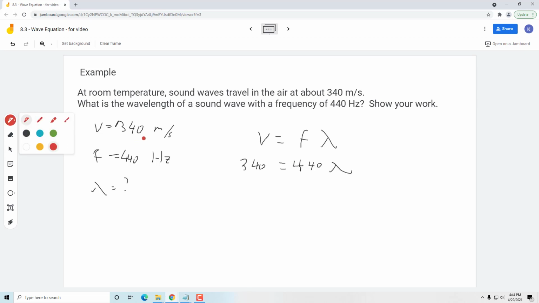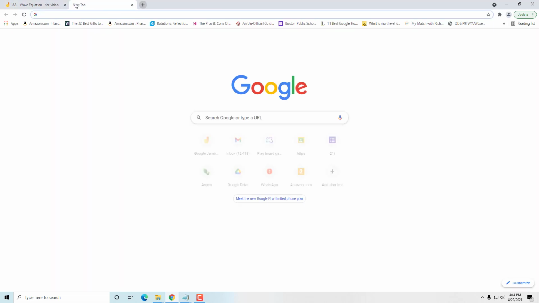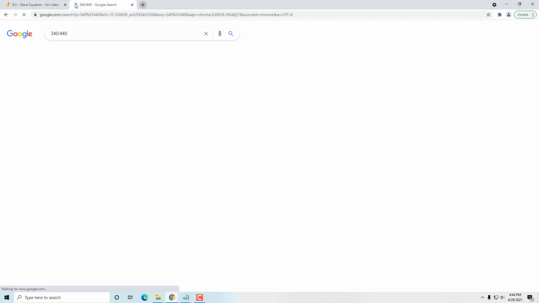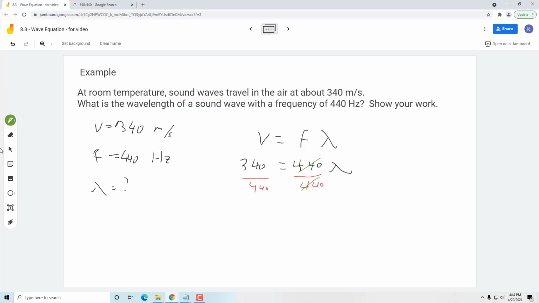Divide both sides by 440. 440 divided by 440 is 1. 1 lambda is the same as lambda. 340 divided by 440 is about 0.77. So we get about 0.77 equals lambda. And the unit's meters. The meters comes from here, the m. Hertz is 1 over seconds. Cancels out the 1 over seconds here.